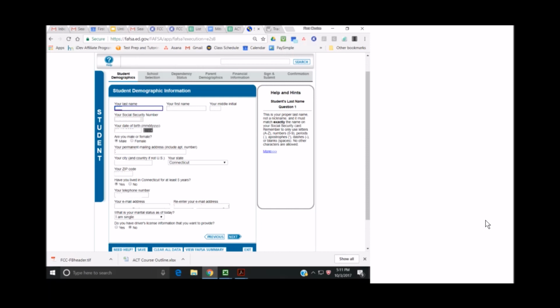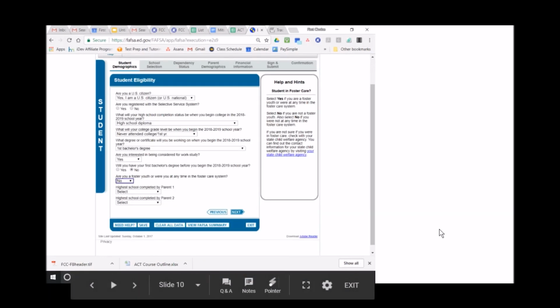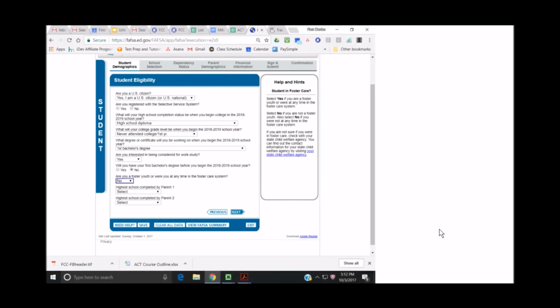Do you have driver's license information that you want to provide? You don't have to provide it, but if you say yes, then they'll ask for the state and then your driver's license number. Then we would click next. Now they're trying to determine if you're eligible. So are you a U.S. citizen? Yes, or you could be an eligible non-citizen.